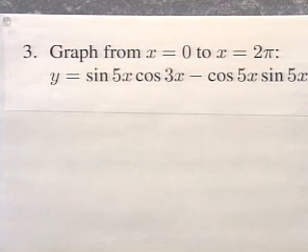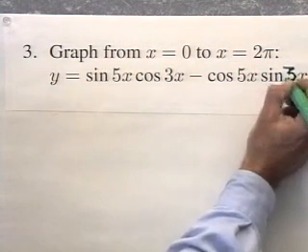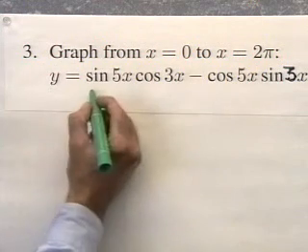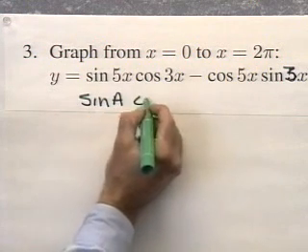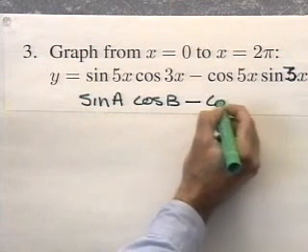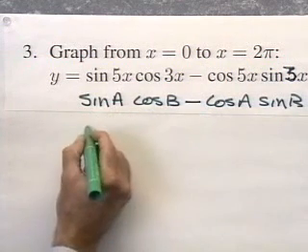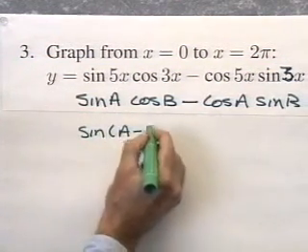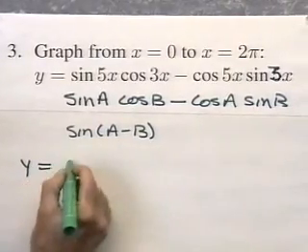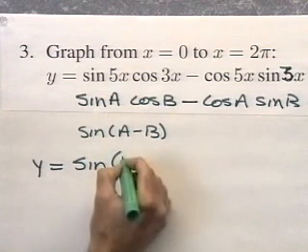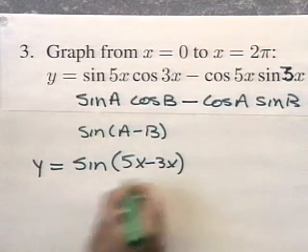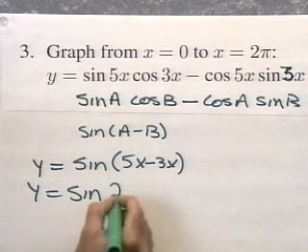We want to graph from x equals 0 to x equals 2 pi, y equals sine 5x cosine 3x minus cosine 5x sine 5x. Whoops. So I'm going to change this. I copied the problem wrong to sine 3x. Okay, this looks to me like sine A cosine B minus cosine A sine B. Now I know that this expression is the expanded form of the sine of A minus B. So I'm going to write y as the sine of 5x minus 3x.